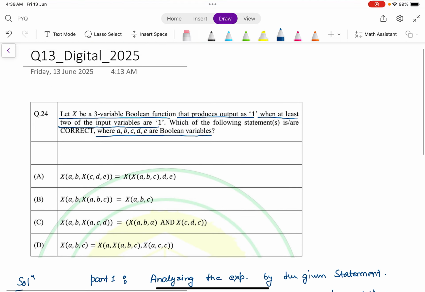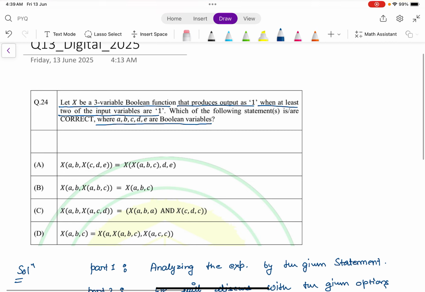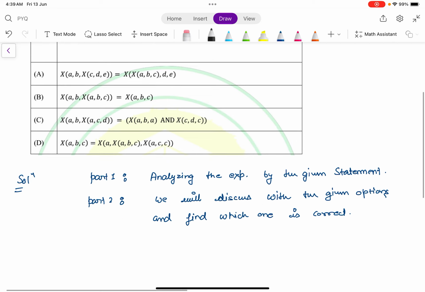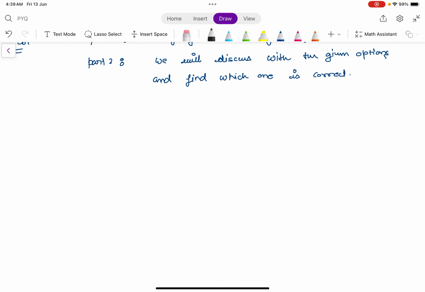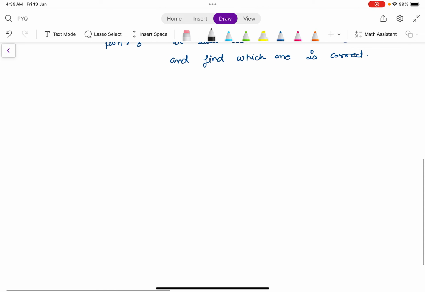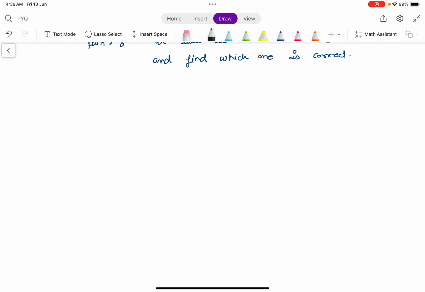Now let's start with the statement. The statement says X is a three variable Boolean function that produces output 1 when at least two of the input variables are 1. Those who know this statement can directly write the expression. I will derive this expression and let you know where this expression comes up several times. So first write the function. Let's say input variables are, for simplicity, capital A, capital B, capital C, and your output F.